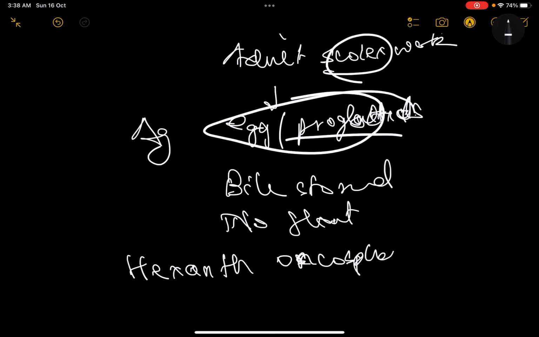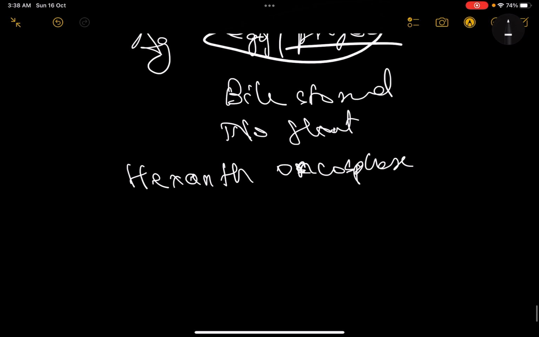Oncospore. That means you have an embryo, and there are 6 very important hooklets that are surrounded by a radially striated shell. So this is a hexacanth oncospore.